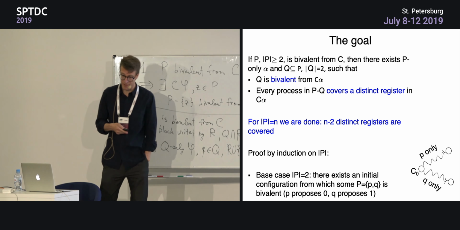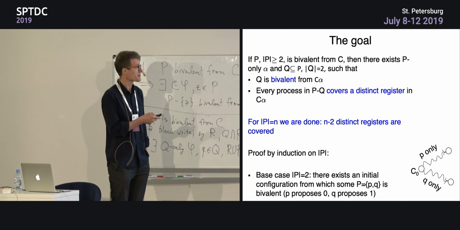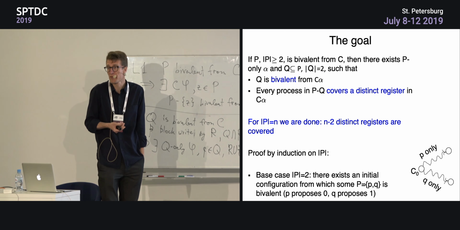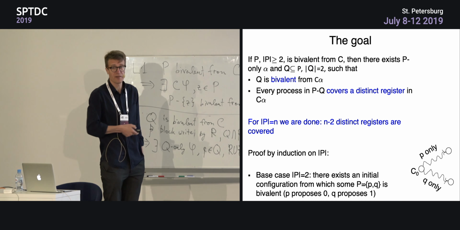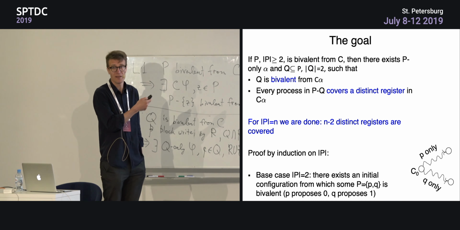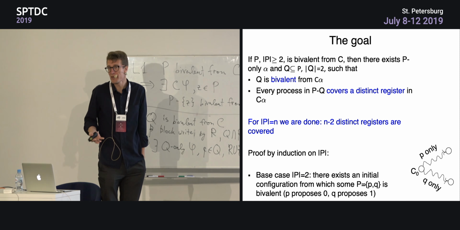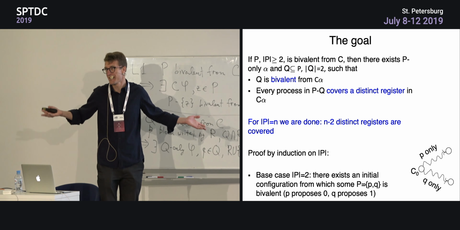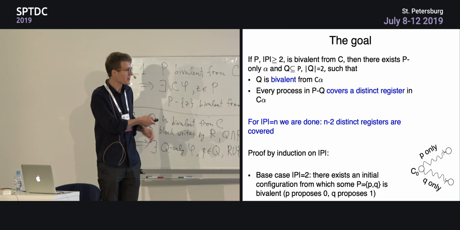And the base case, well, it sounds a bit stupid, but the fact is that I need this precondition. I need some bivalent configuration to start with, because the precondition is: if there exists a bivalent configuration, then this is the case. So I need to find some configuration in which two processes are bivalent. Otherwise, there's nothing to prove because nothing is bivalent. So this is what I'm doing here.